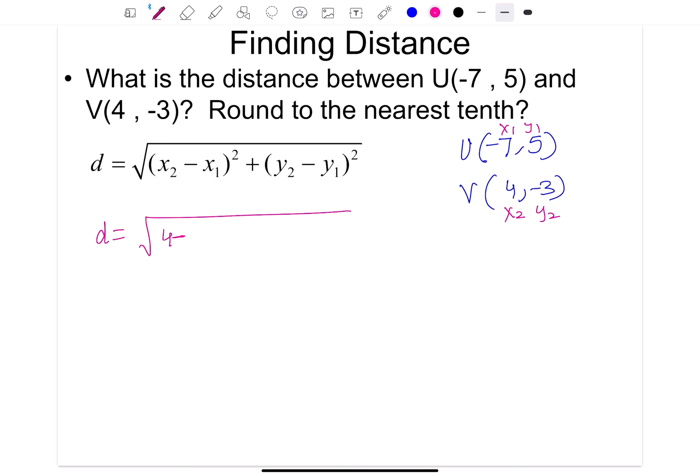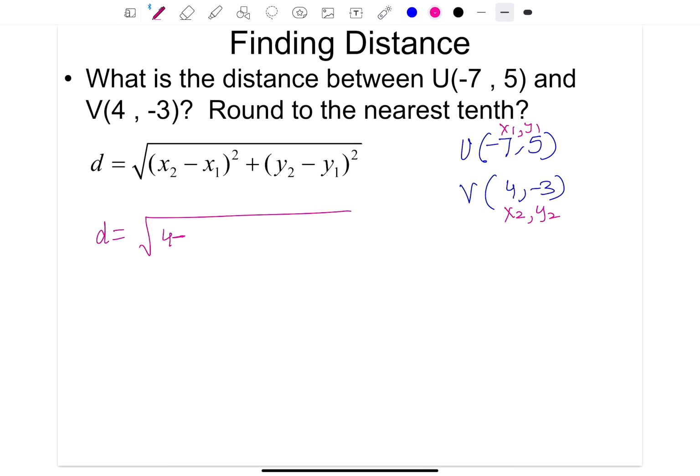I could call the V coordinates x1, y1, and the U coordinates x2, y2. The only thing I want to say, keep in mind, a common mistake I see is that instead of calling the point coordinates x1, y1, some people call it x1, x2, and y1, y2, and that's why it would be incorrect. So each coordinate point has an x coordinate and a y coordinate.